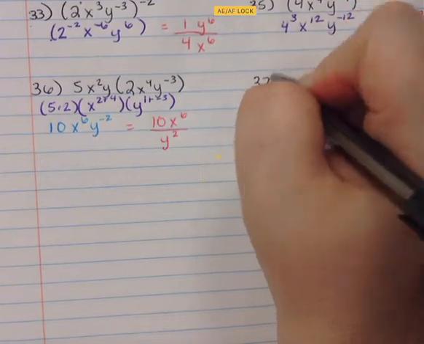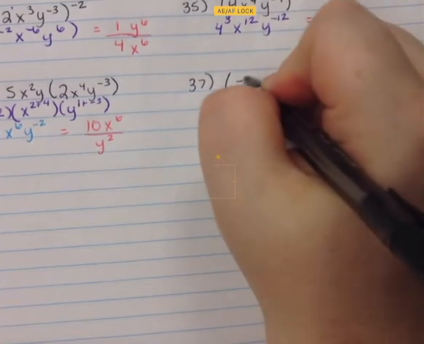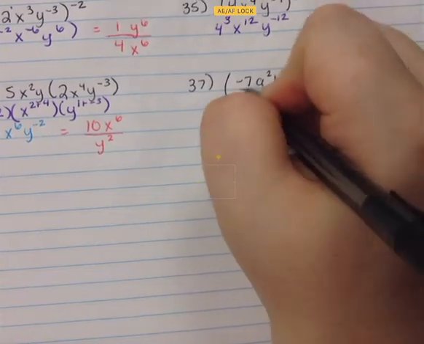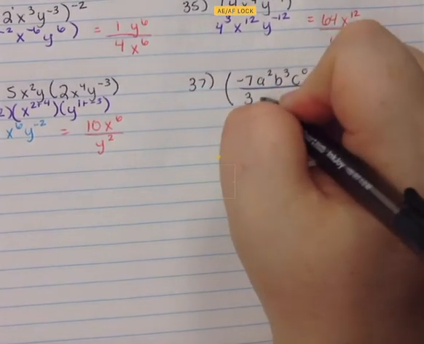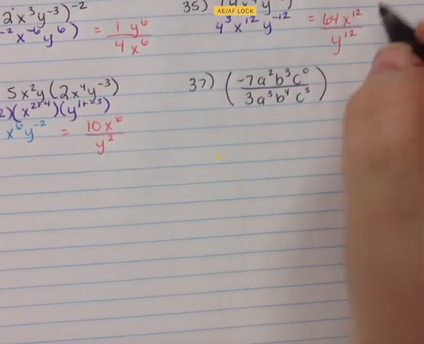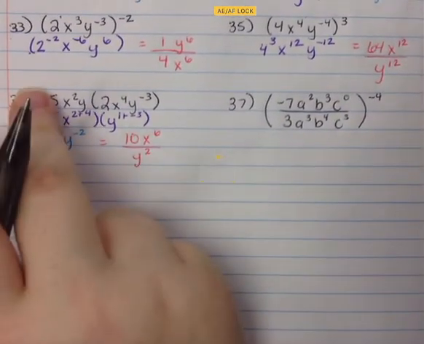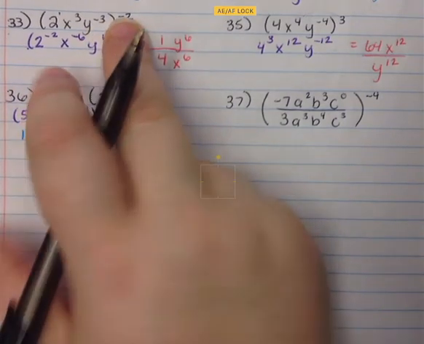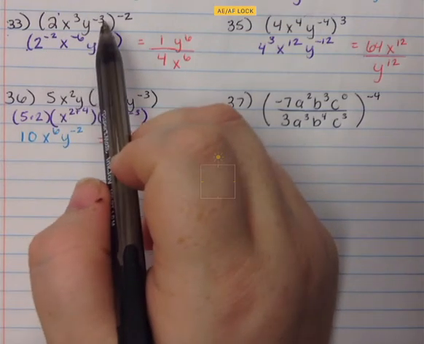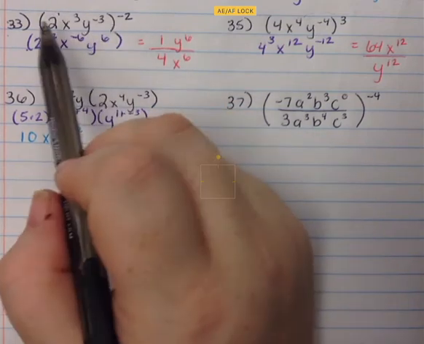Number 37 is parentheses, big parentheses, negative 7 a squared b cubed c to the 0 all over 3 a cubed b to the 4th c to the 3rd, close big parentheses, raised to the negative 4. Now, if we look back at number 33, we had a negative exponent on the outside. I had said that you could actually change this to be 1 over all of that and have a positive 2. But that wasn't exactly the best option because it was a simpler problem.